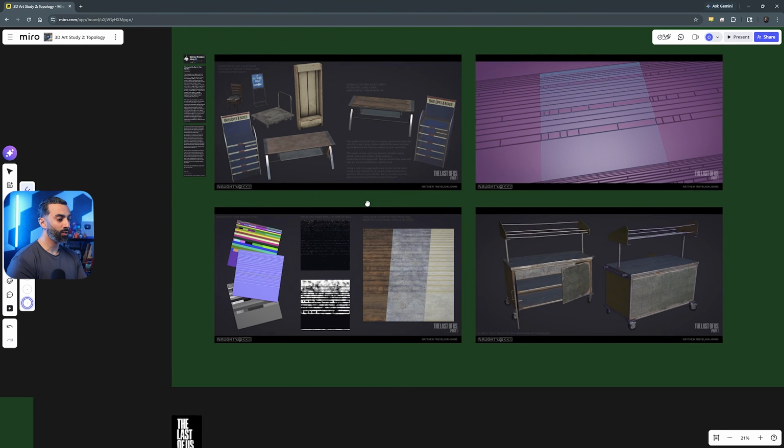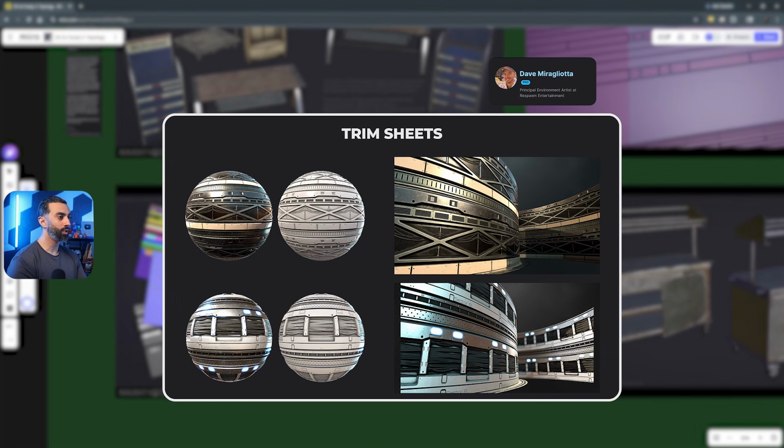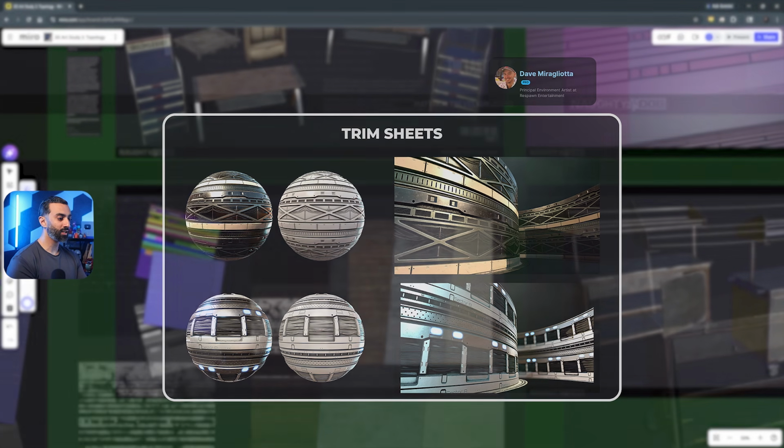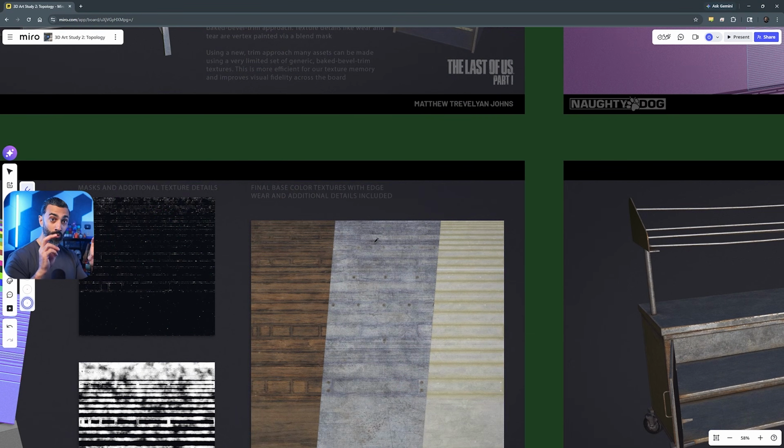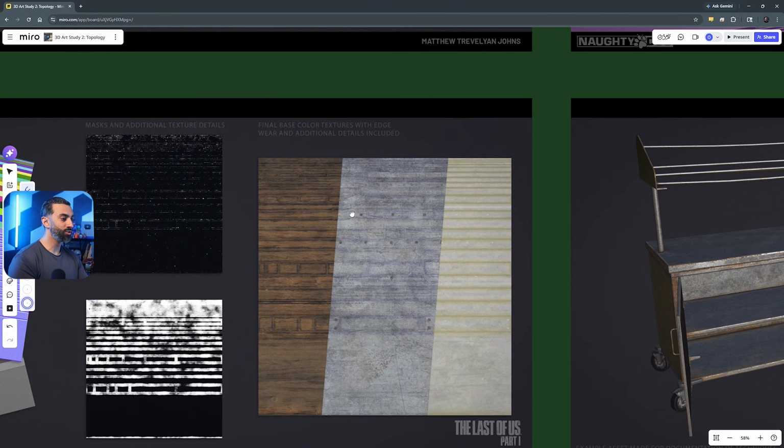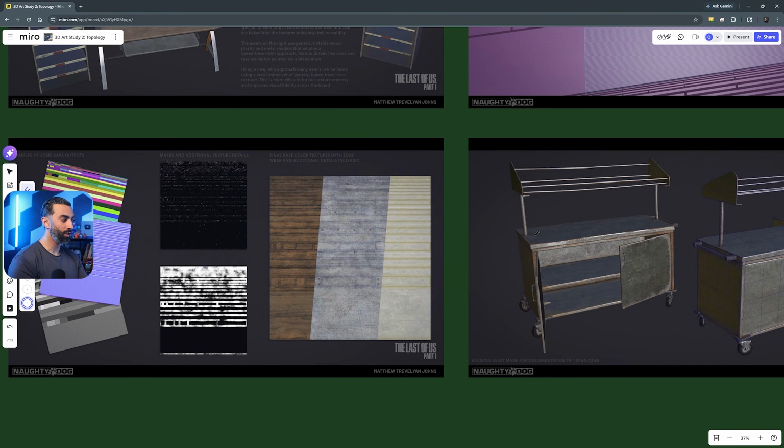Trim sheets are incredibly powerful because now instead of creating multiple materials with different tile textures, you can create sections or panels or trims within a single texture sheet that can be used to texture an object to have multiple different materials or trims.